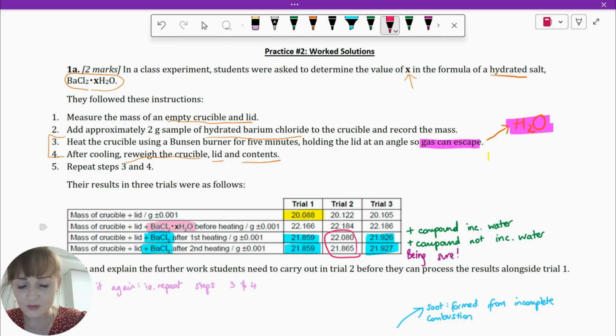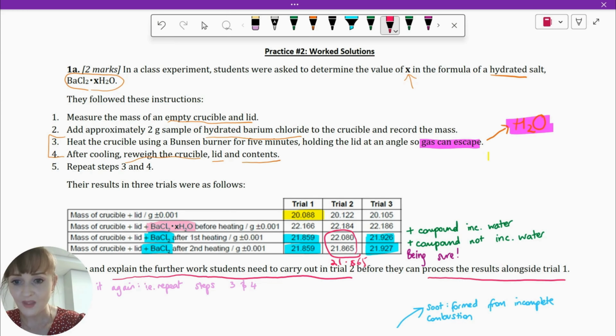Because there's a difference between the first and the second heating, that tells me that after the first heating, all of the water must not have been lost, and they realized that when they heated it a second time and the mass was still decreasing. So the further work that these students would need to carry out before they can process the results would be to heat it again. Ideally, if they heated it again and they received a value of 21.865 from a third heating, then they would know, okay, that must mean that all the water has now been lost.